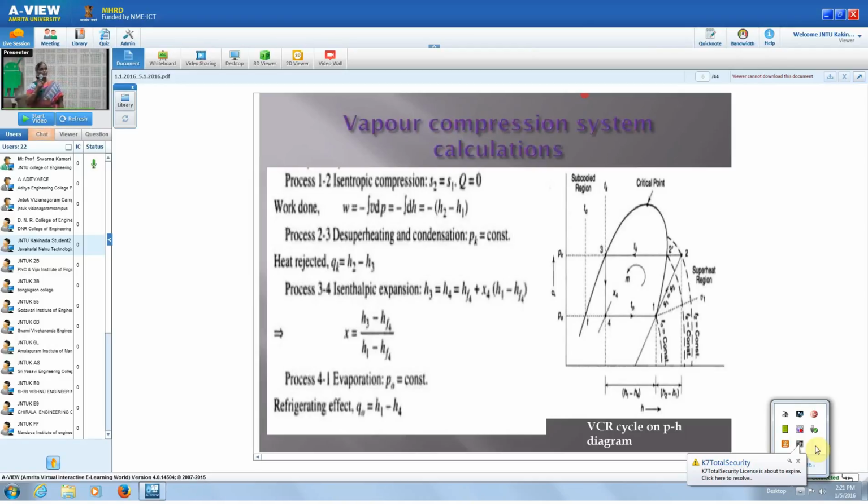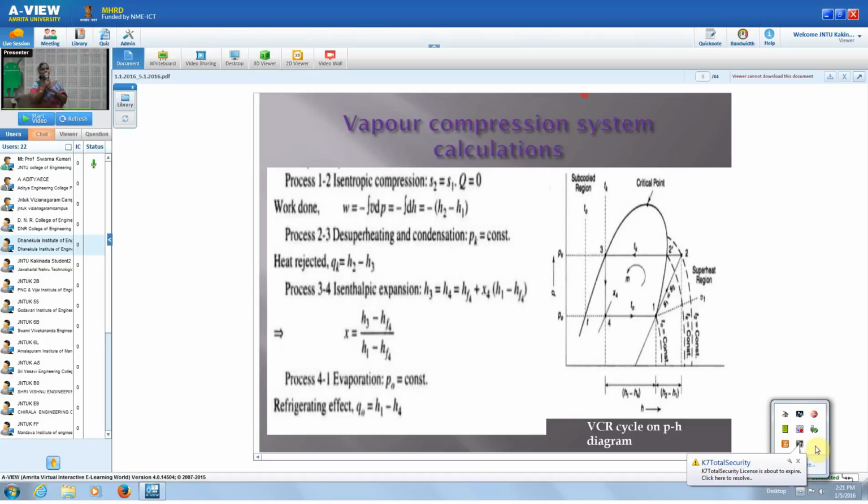So for the problems here, we have seen that 1 to 2 is isentropic compression. With this, the work required for the compressor is H2 minus H1. That is the specific work required, H2 minus H1, so many kilojoules per kg of the refrigerant. Then 2 to 3 is nothing but heat rejection in the condenser. Here the heat is rejected in two steps. 2 to 2 dash is desuperheating, and 2 dash to 3 is again latent heat removal from the vapor refrigerant.